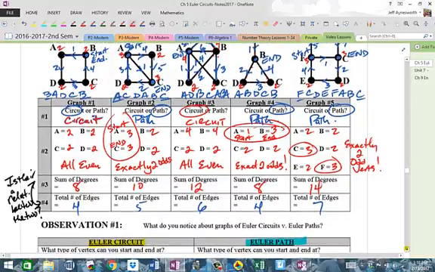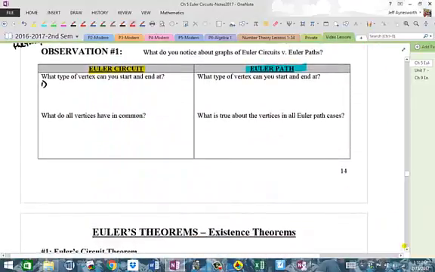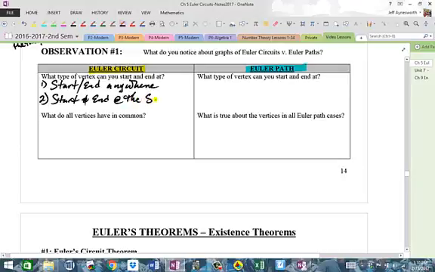So the very first thing I'm going to state here is that I can start and end anywhere in the graph. I didn't have to do it where I chose. I could have done it anywhere. So you can start and end anywhere. Second of all, you're going to start and end at the same vertex. So wherever you start, you're going to end there. Start and end at the same vertex.